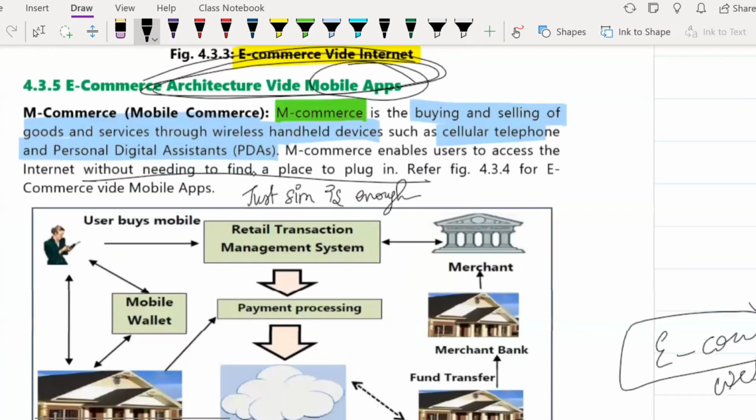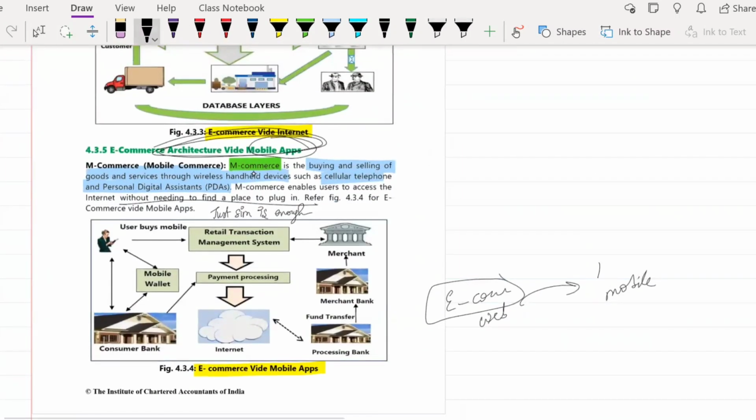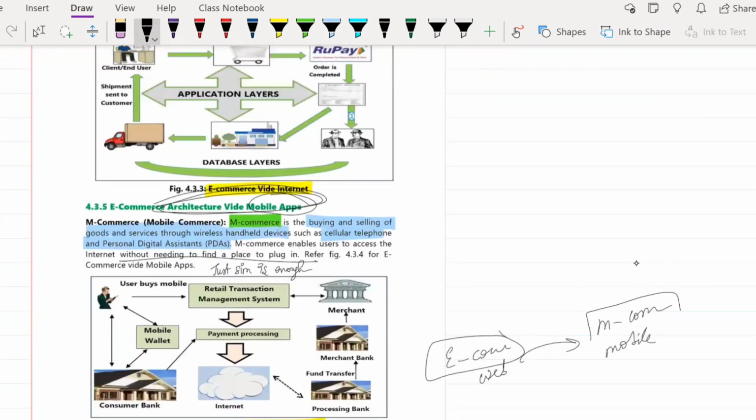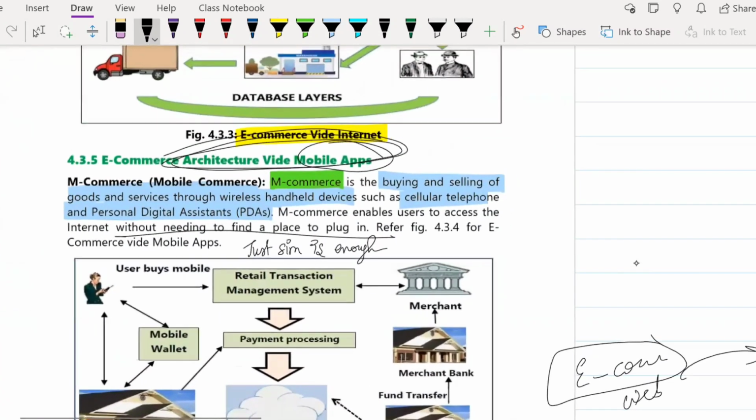So here what they tell you is this is called your m-commerce. Your e-commerce, if it is done through a mobile phone, if you have the Amazon app on your mobile phone, then that is m-commerce. If you have Flipkart on your mobile phone, then that is m-commerce. So m-commerce means buying and selling of goods and services through wireless handheld devices. First, it should be wireless. Number two, you should be able to hold it in your hand. It should be basically portable and mobile.